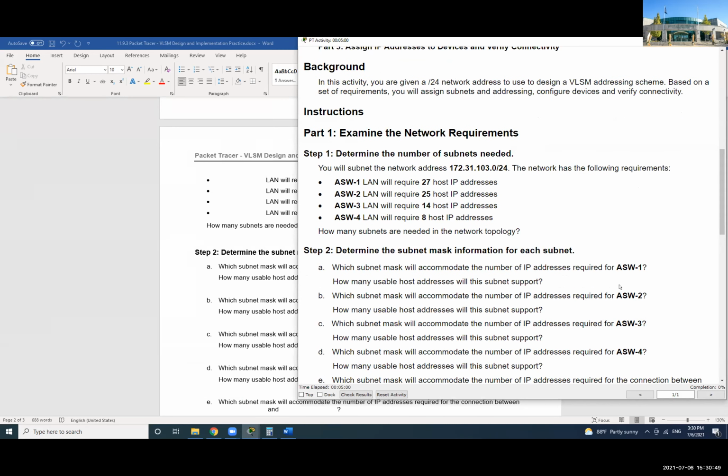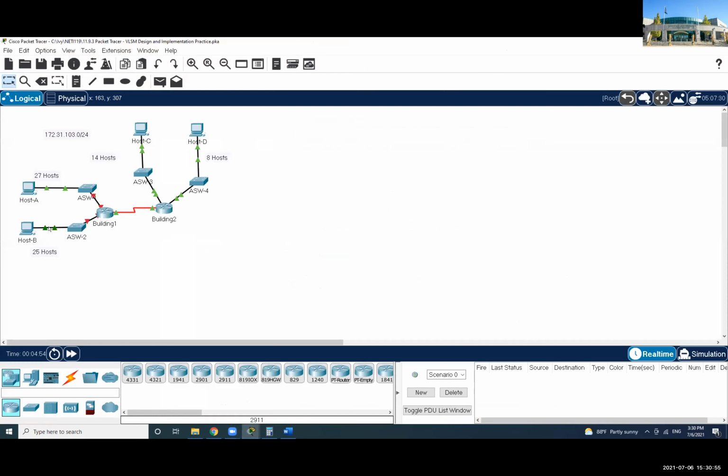Right. Now come to ASW2. Where's ASW2? This one, 25 hosts here. So for the 25 hosts, how many bits in the host portion do you need? Yeah, also 5, right? And also 30 here. Now for the SW3, you need 14 hosts here. So for 14 hosts, how many bits in the host portion do you need?